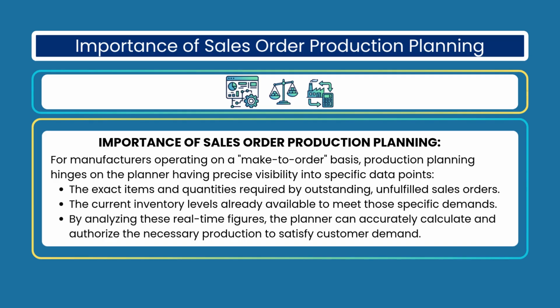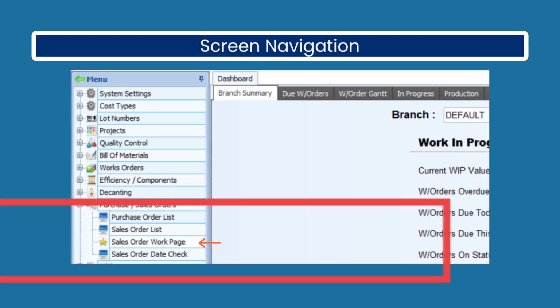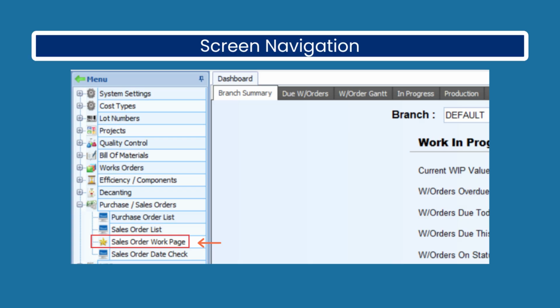To access this tool, head over to the main menu on the left side of your screen. Expand the Purchase and Sales Orders section, and then click on Sales Order Work page. This will open up your main planning workspace.